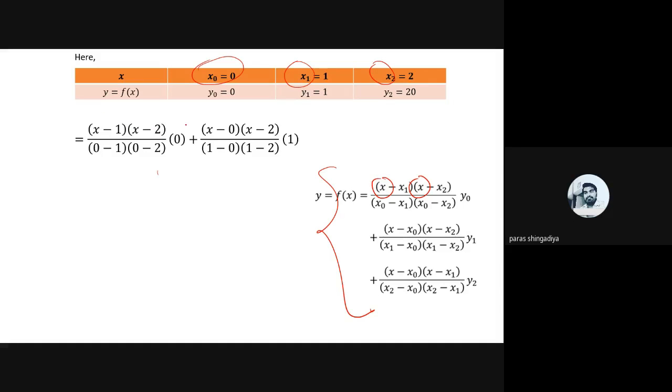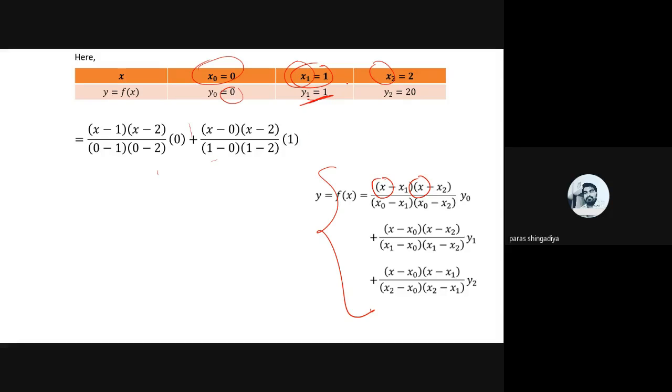Okay, and now the denominator will be a constant value. So x0 we have 0, so x0 minus x1 and x0 minus x2, so 0 minus 1, 0 minus 2, into y0, which is 0. Okay, so this term will be 0. And now the next term is x minus x0, x minus x2. So it is x minus 0, x minus 2, and in the denominator replace x by x1, so it is 1 minus 0, 1 minus 2, into y1, that is equal to 1.